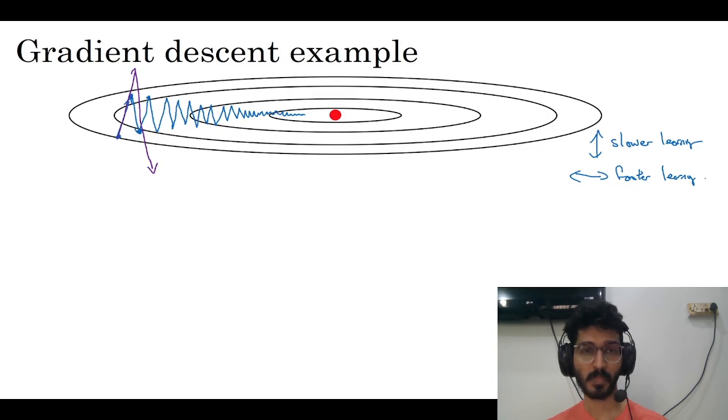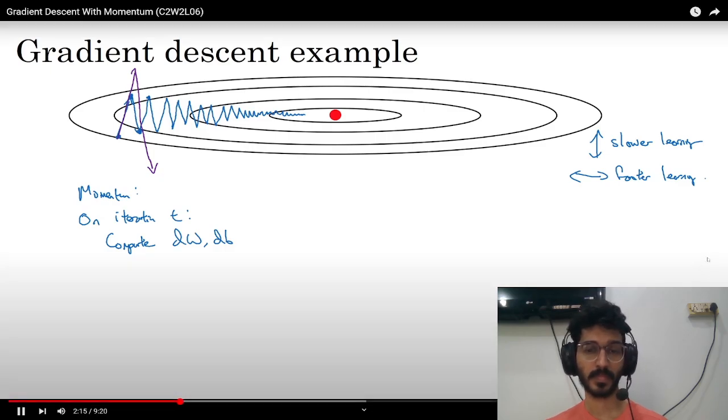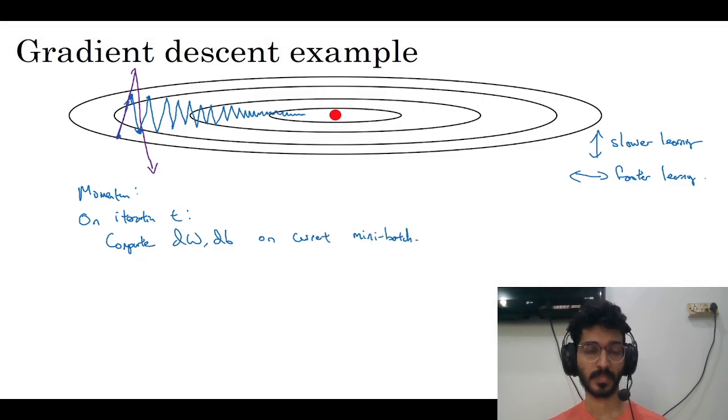So here's what you can do if you implement gradient descent with momentum. On each iteration, or more specifically, during iteration t, you would compute the usual derivatives dw, db. I'll omit the superscript square bracket l, but you compute dw, db on the current mini batch. And if you're using batch gradient descent, then the current mini batch would be just your whole batch. And this works as well for batch gradient descent. So if your current mini batch is your entire training set, this works fine as well.